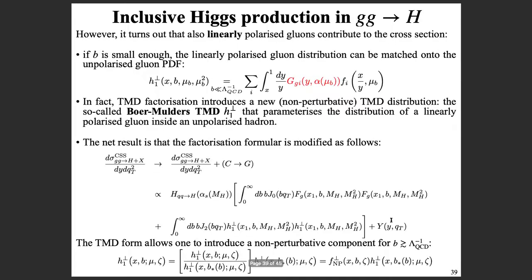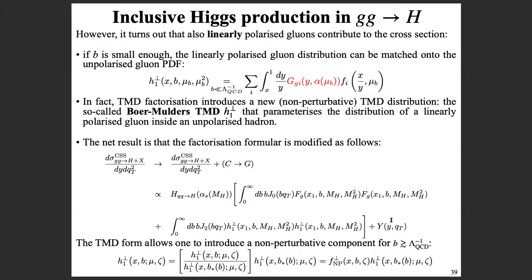Now, actually, in the case of Higgs production, the situation is slightly more complicated than in Drell-Yan, because there are the so-called linearly polarized gluons that contribute to the cross section. The formula I have shown you in the previous slide was based on considering only unpolarized gluons. But actually, if you go and check, linearly polarized gluons colliding can also give rise to the same unpolarized final state.